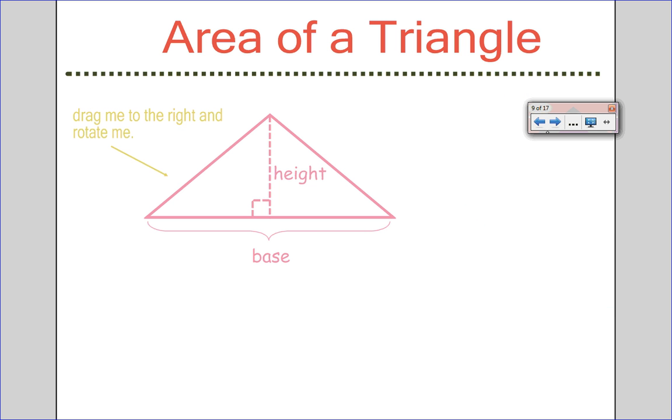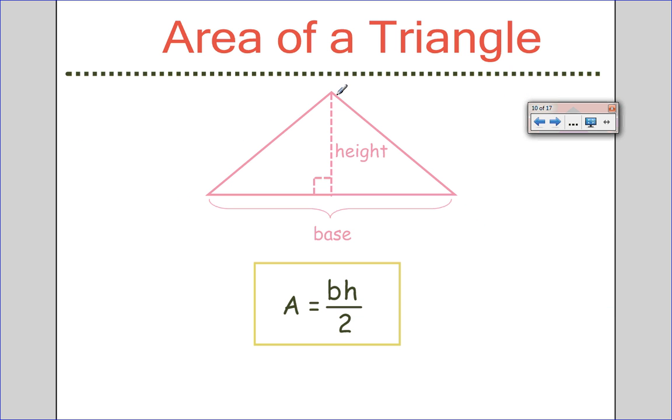All right, now let's look at the area of a triangle. The area of a triangle is base times height divided by 2. So it's different than a parallelogram because we have to divide this by 2. The height is still the perpendicular distance from a vertex to the base.